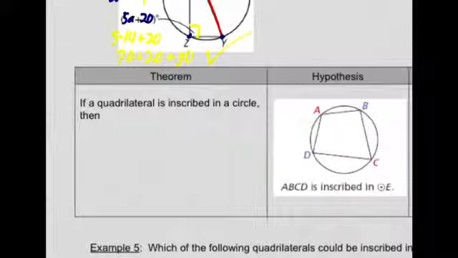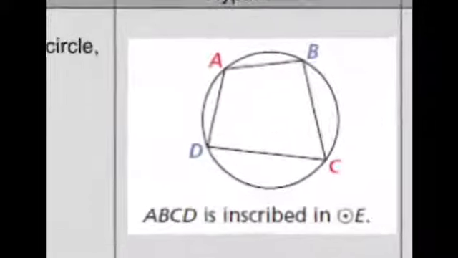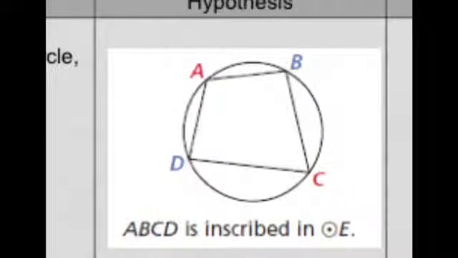All right. Here's your theorem. If a quadrilateral is inscribed in a circle, then... All right, a few things about this. If you have this quadrilateral and it's inscribed in a circle, then you've got, let's say, that angle ABC and this angle ADC.